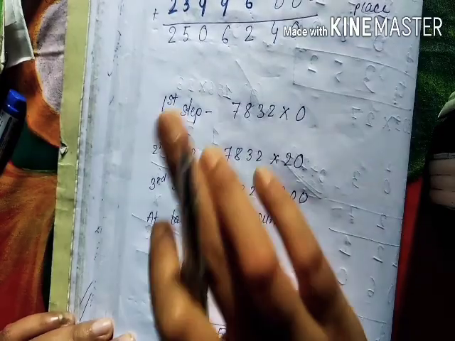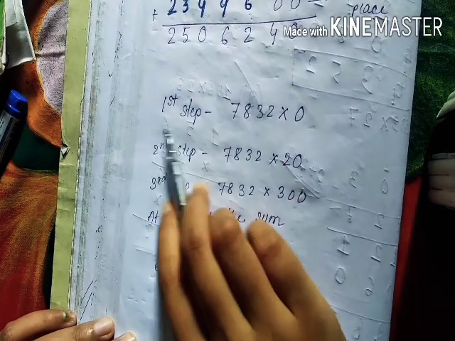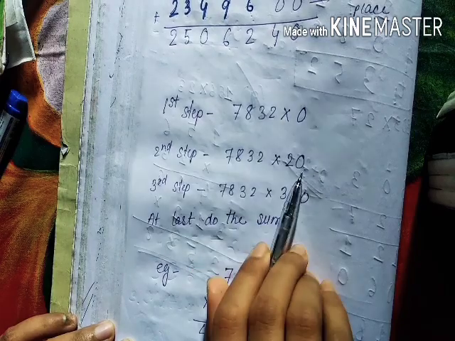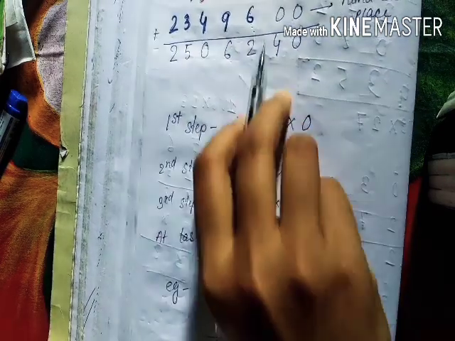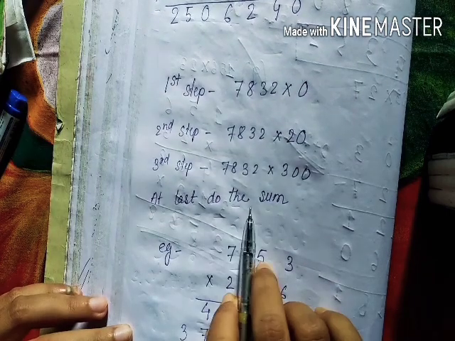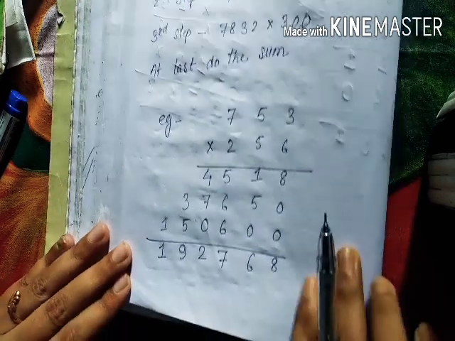So this is the step I have written. So first step is multiplying with the 0 we are doing, then second step multiplying with the 20, and third step as we are doing what? Hundreds place, no? So you have to multiply with 100, and after that at last you have to do the sum. Okay, one more example is there.